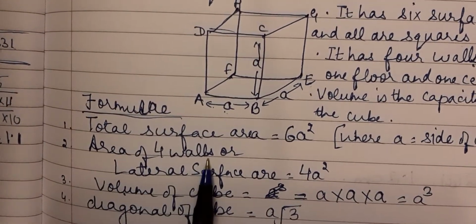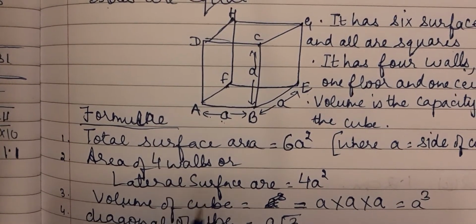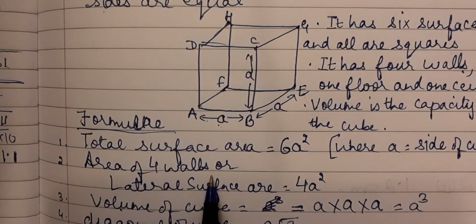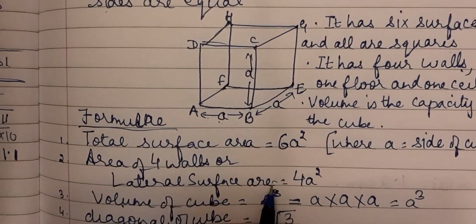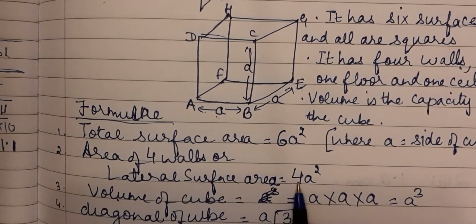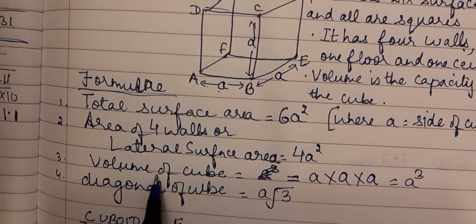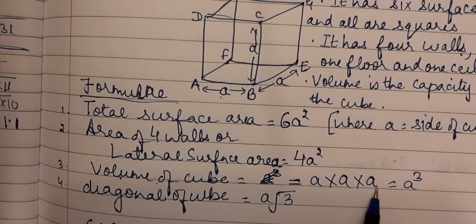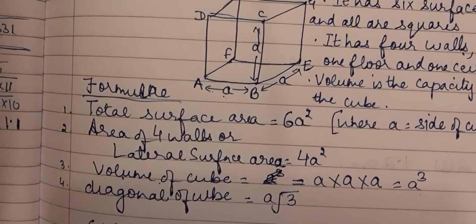Area of 4 walls. You know there are 4 walls inside a room also. In your classrooms also you must be seeing there are 4 walls. Area of 4 walls, which we also call the lateral surface area. It is also called lateral surface area. And the formula for 4 walls is 4a square for a cube. And what is the volume? As I told you, capacity, volume of cube is length into breadth into height, and all are equal, so a into a into a, that is a cube.